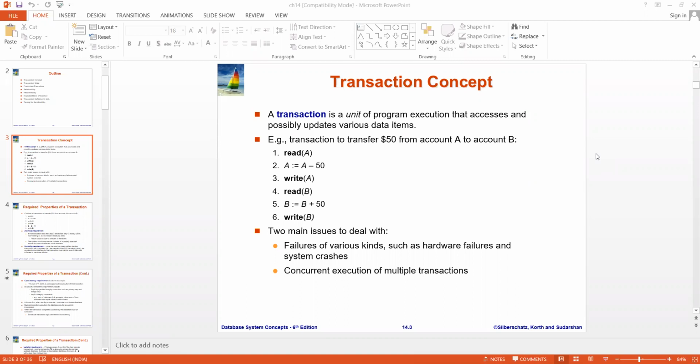So as you can see here, read A means you are getting the A data item from the hard disk to the main memory. You should know this, because in interviews, such simple things are asked. Even in quiz, because people don't know.